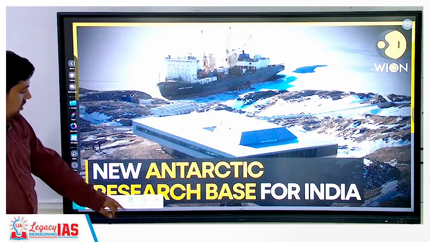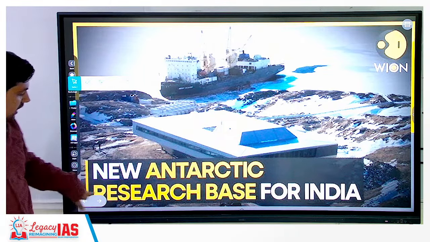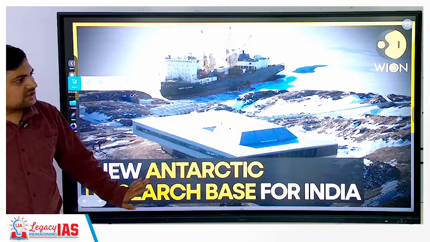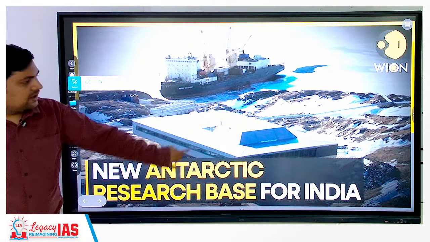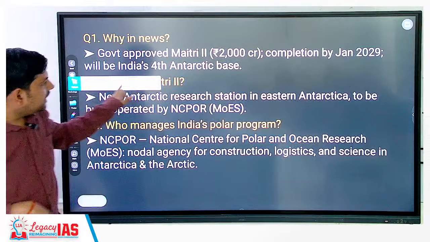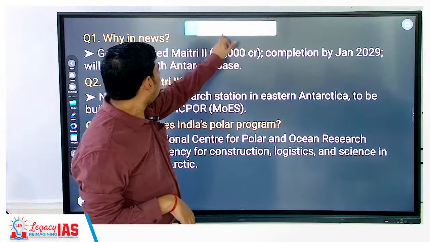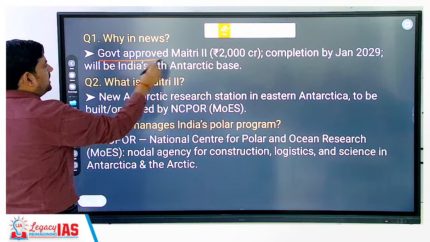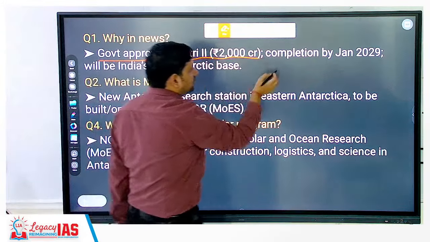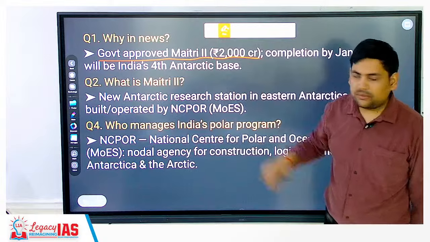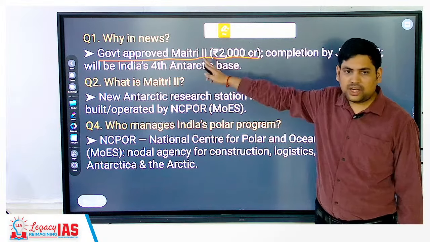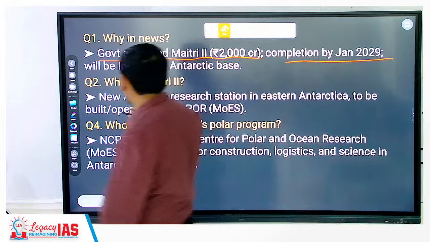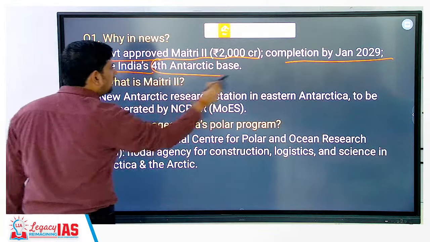Then you come to the new Antarctic research base. India has started the work on it. Okay, that is Maitri 2. So the government approved 2000 crores for Maitri 2. Okay, so government has approved this much money for Maitri 2. Now completion by January 2029, it will be India's 4th Antarctic base.